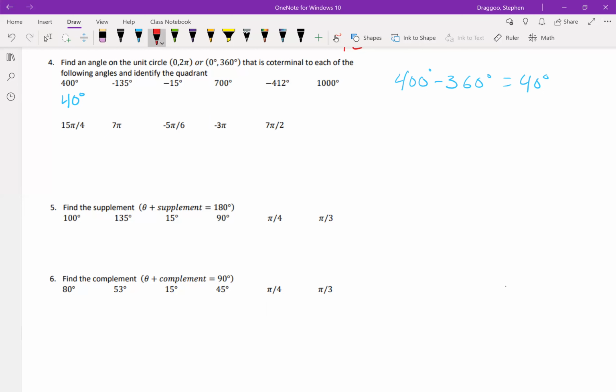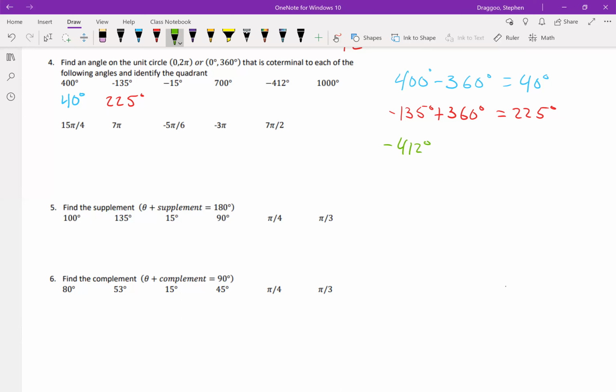If I look at the one next to that, negative 135 degrees, I'm looking to get an angle that's between 0 and 360, and I'm starting with a negative angle, meaning I should add 360 this time. And I'll end up with a number that looks like 225 degrees. So let's take one more example. I'll look at negative 412 degrees.